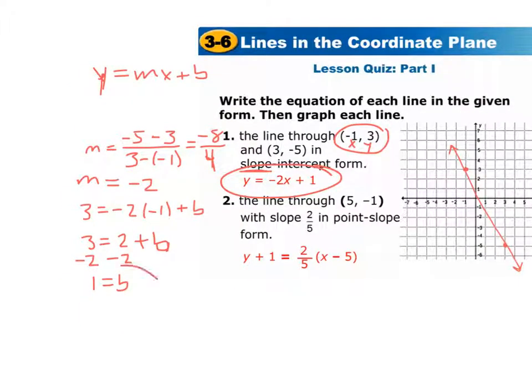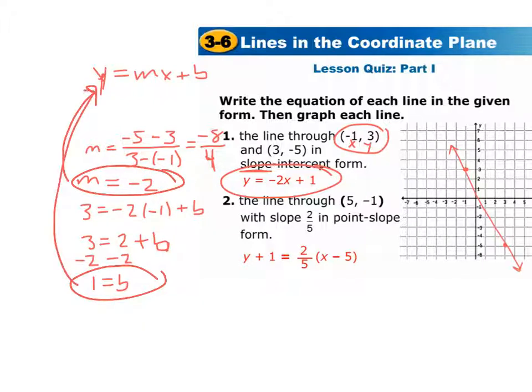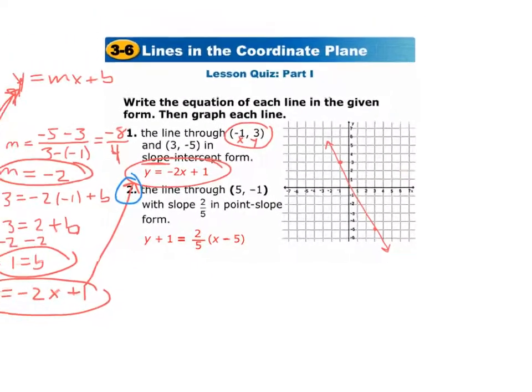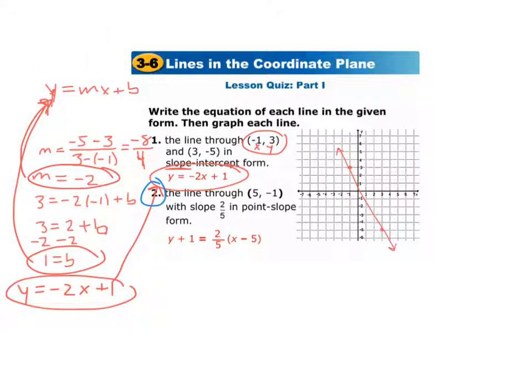So now we just plug our b and our m back into the slope-intercept form. So we have y is equal to -2x plus 1, which is the same answer we have right there. So now we can look at number 2. The line through (5, -1) with slope 2/5, in point-slope form.